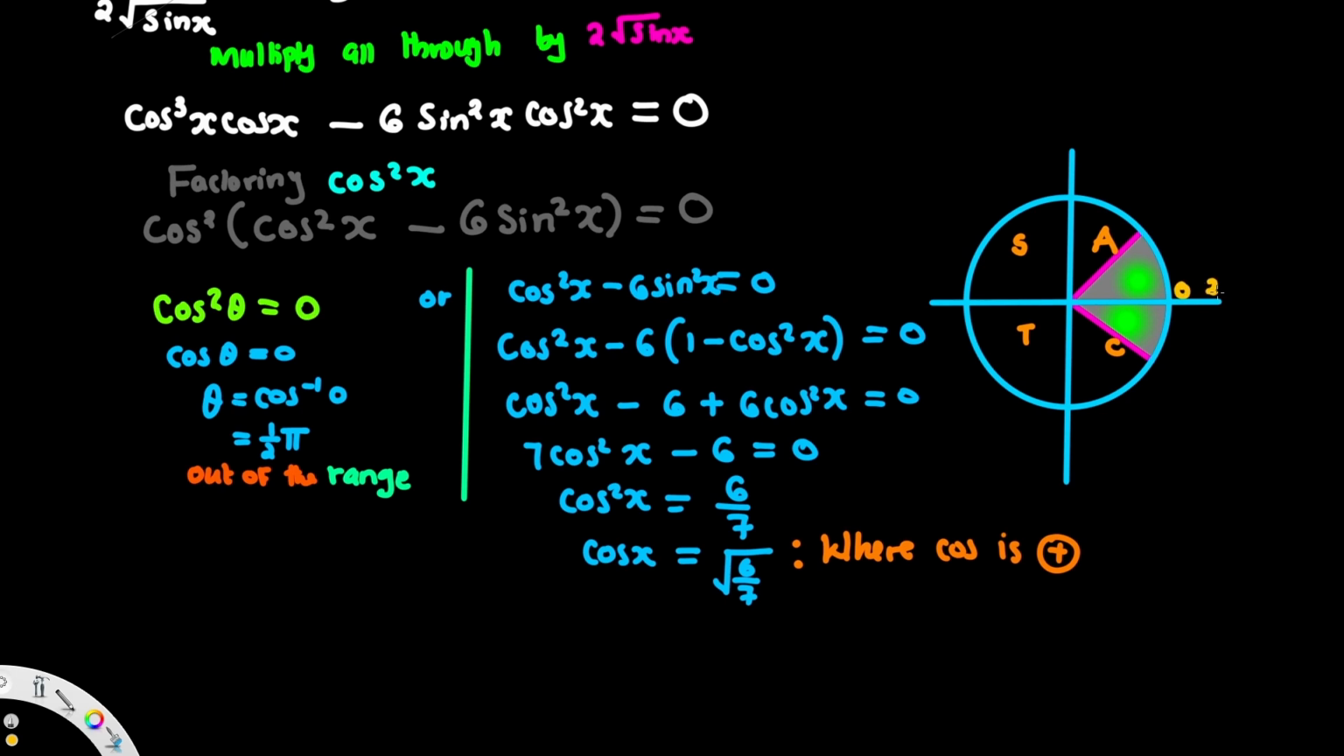If we find the cos inverse of root 6 over 7, we are going to get 0.388 radians. So this angle is going to lie here or down. Which means at that given point, that's the only value for x, because other values are going to be out of the range.